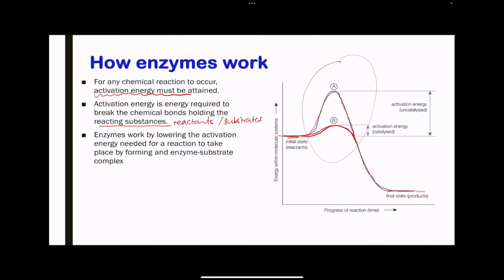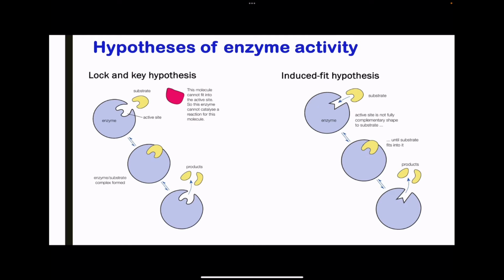The difference is for pathway 1, where there is no enzyme, there is a higher gap, and this gap represents the activation energy. So the uncatalyzed activation energy is going to be higher compared to the activation energy that is required when an enzyme is used. Using an enzyme causes the reaction to proceed requiring lower activation energy, so the temperature used and so on is going to be lower than would have been used if an enzyme is not used. So let's go to the hypothesis of enzyme activity.